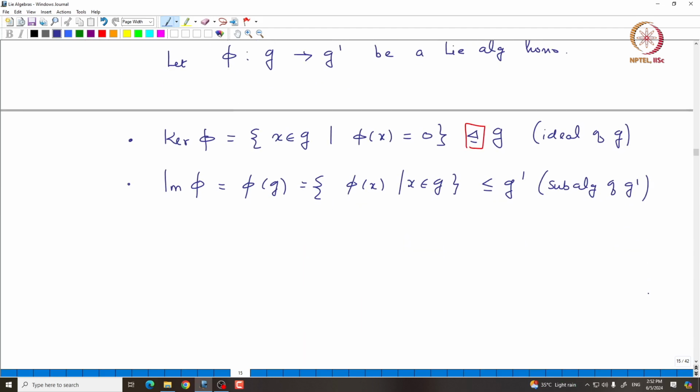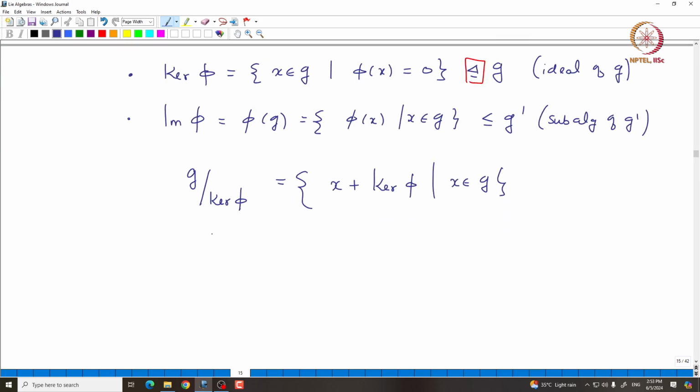So, now given these two objects, we can define this quotient space G modulo the kernel of pi. By definition, you take all the cosets x plus kernel pi such that x is in G. Okay. So, this is a quotient space, and it can be made into a Lie algebra.